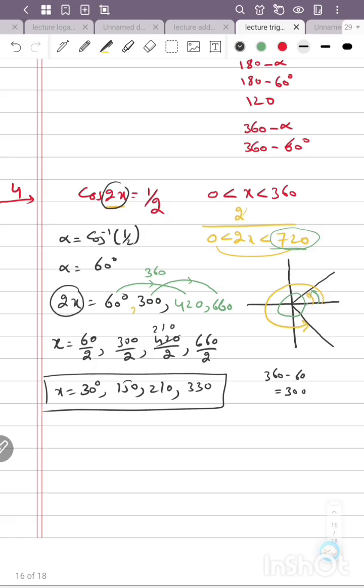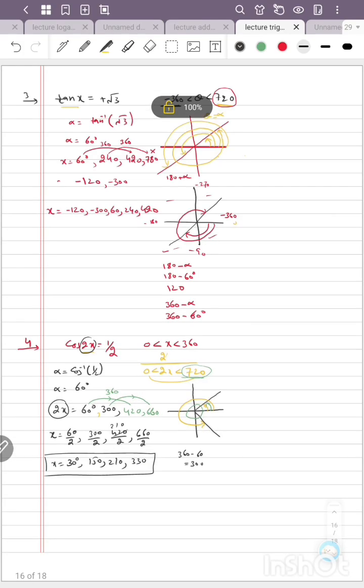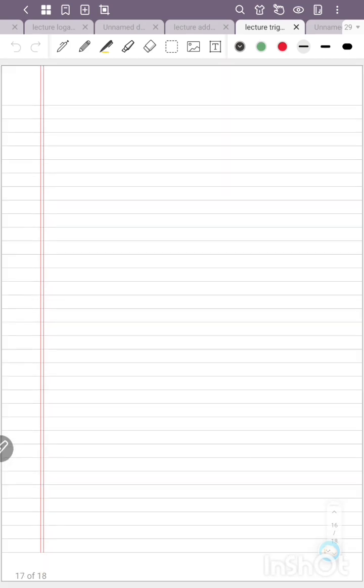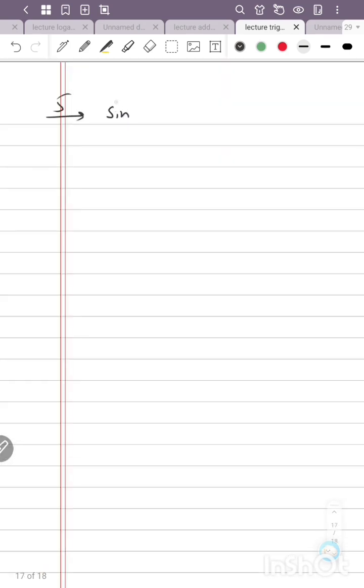Hopefully, dear student, you can understand this difficulty level of questions. Okay, we will move forward. We have a question: sine 2x equals 1 by 2, and the interval we have is 0 less than x less than 360.